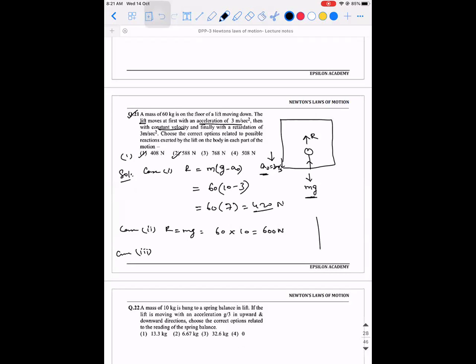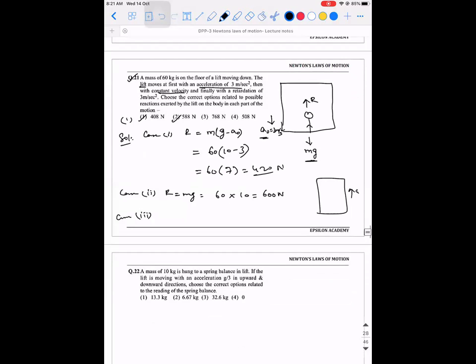Retardation means the acceleration is in the opposite direction to the motion of the lift. Remember, the lift is still moving in downward direction. Mg, this R. So R will be equal to M into G plus A naught. That will be 60 into 10 plus 3. So 60 into 13, that will be 780.